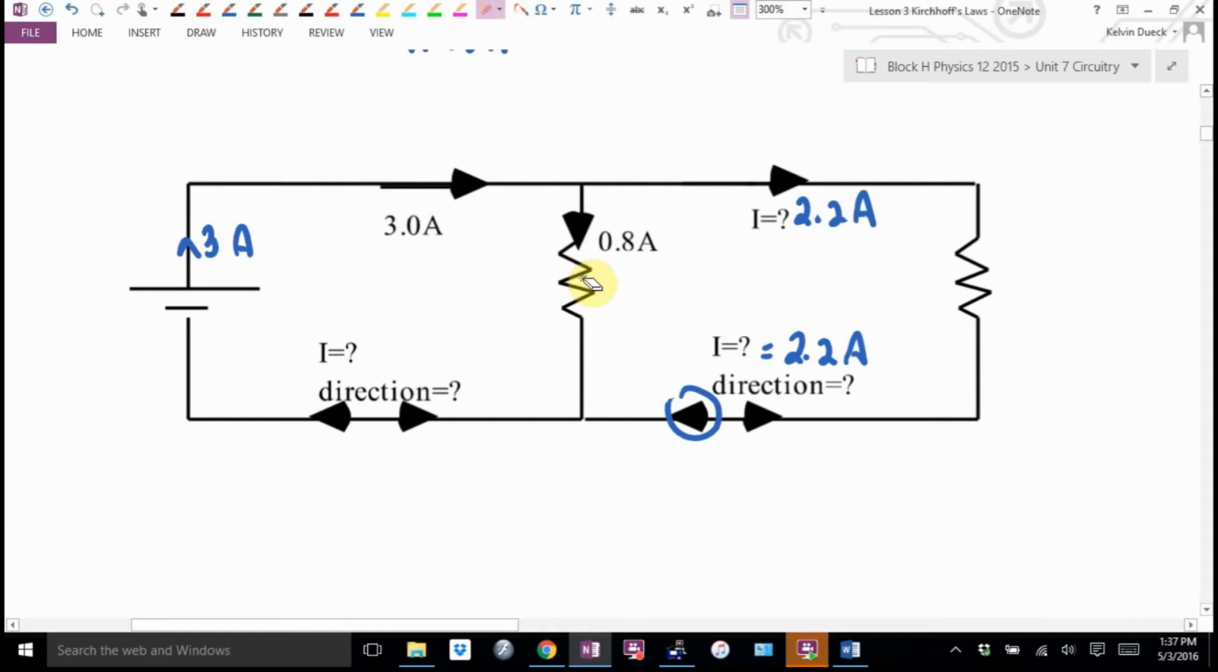How many amps went through this resistor? And then when they recombine, how many amps right here? How many here? Which way?